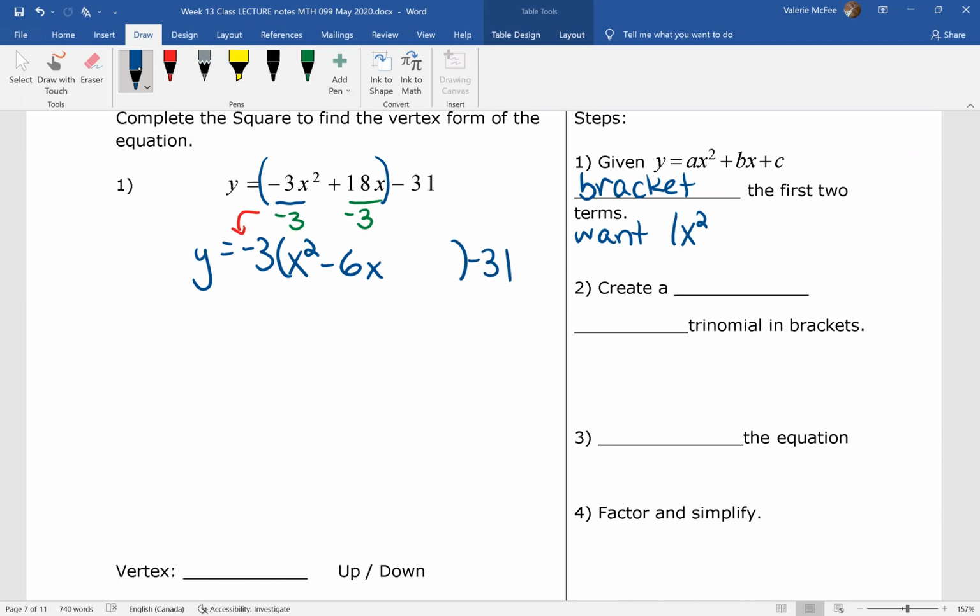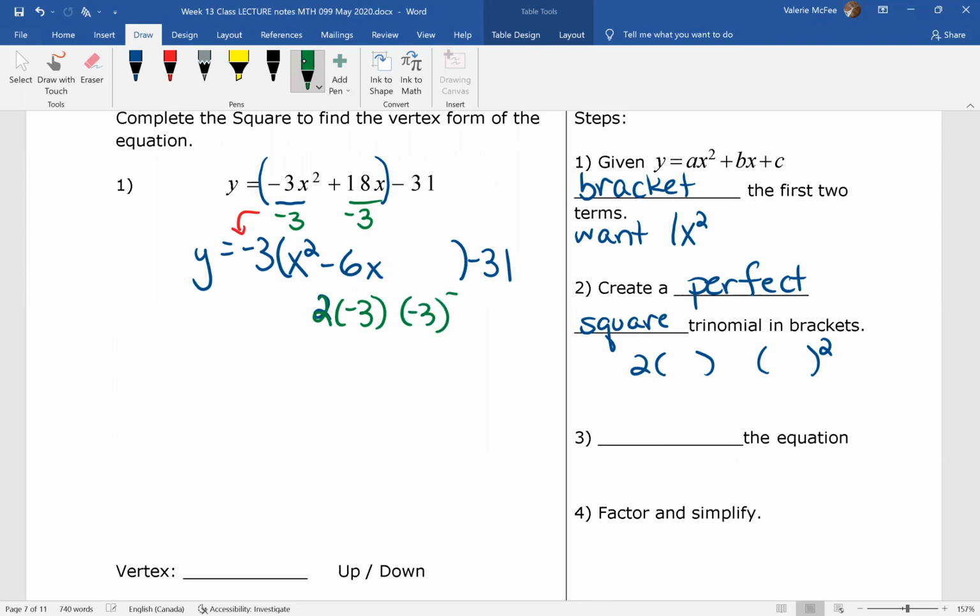Now we want to create a perfect square trinomial inside the brackets. Remember, that was 2 times some number to give us the middle term, and then squaring that number to give us the third term. So here we see that 2 times -3 will give us -6. -3 squared, or +9, creates our perfect square trinomial.